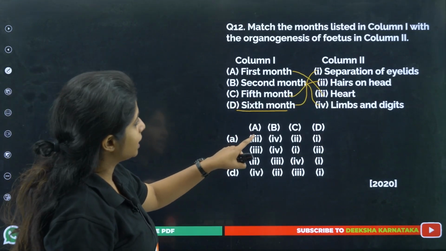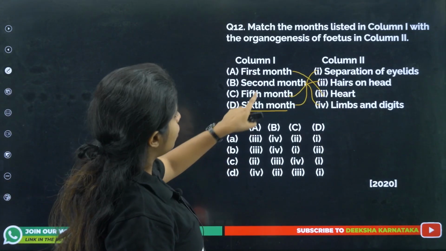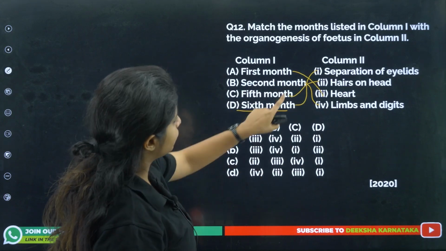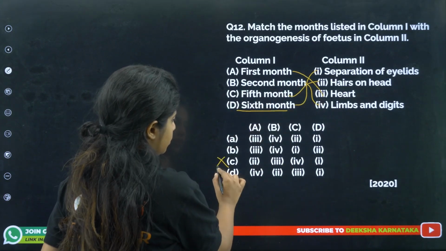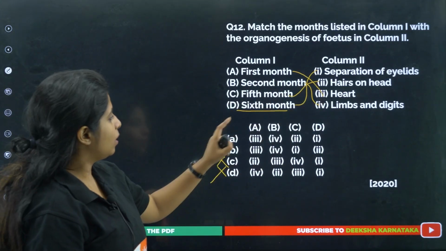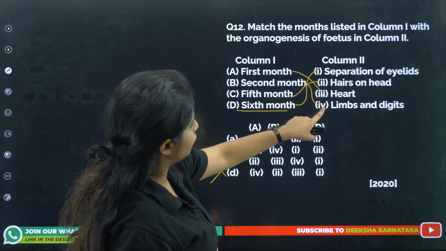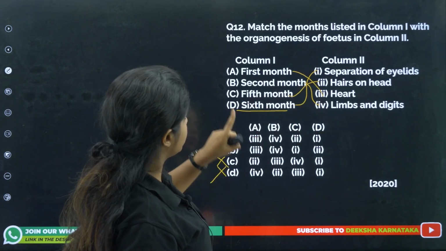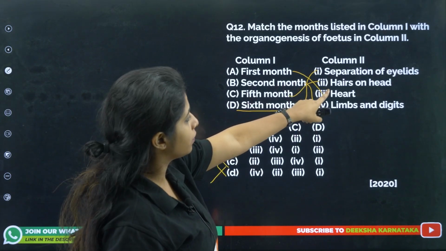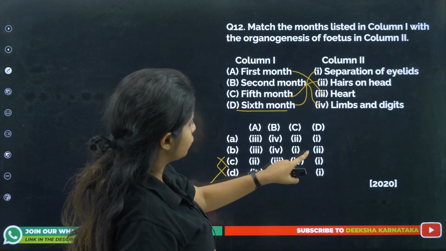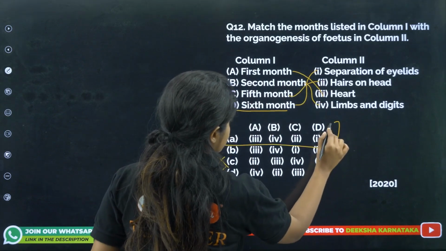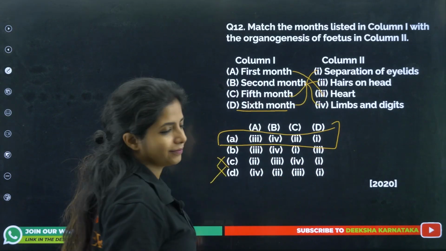Okay, so children, let's see. A is for 3, heart. So these are the wrong options. Let's eliminate it. Now B is for 4. B, is it for 4? Yes. So both of these options are correct. C, 5th month is for hair on the head. C is for 2. There is only one option with that. So this becomes the answer.